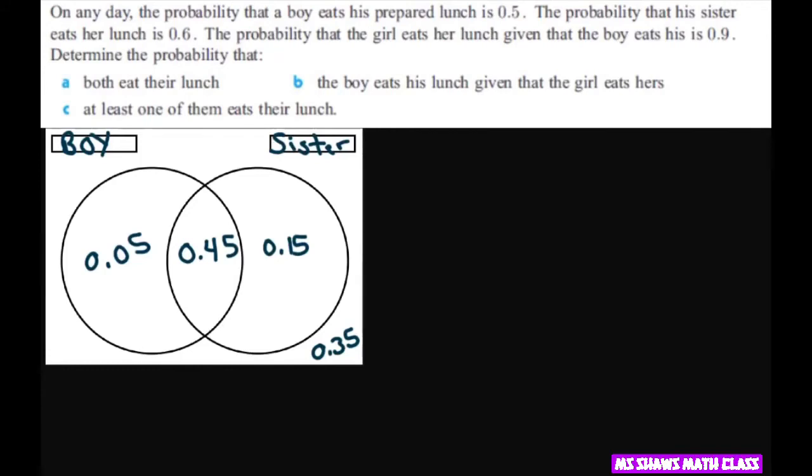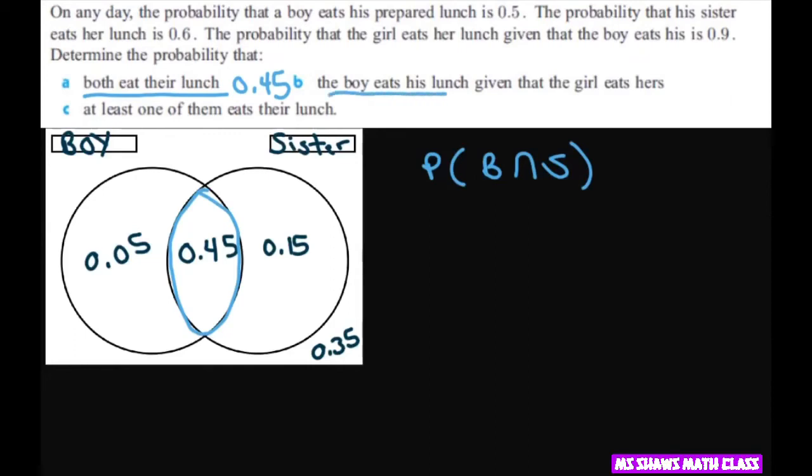let's find the probabilities that both eat their lunch. For them to both eat their lunch, we've already done that. That is the probability of boy and sister, so that's going to be 0.45. Okay, for B, the probability the boy eats his lunch, given that the girl eats hers. Well, the probability that the girl eats hers is 0.6. That's these two added together.